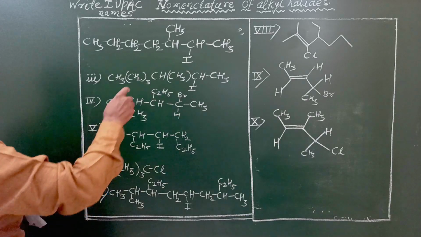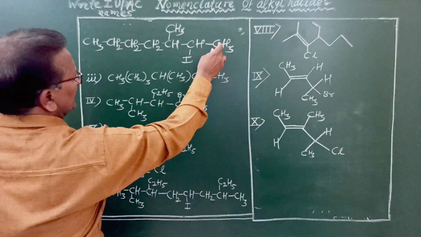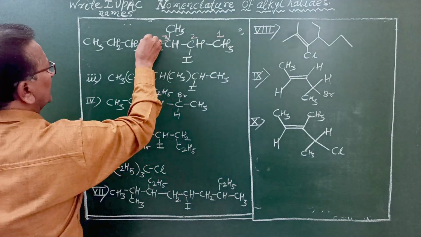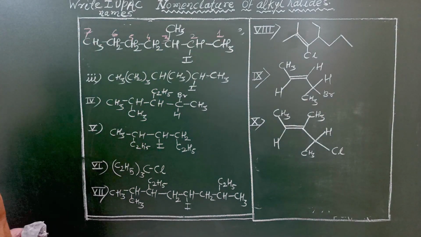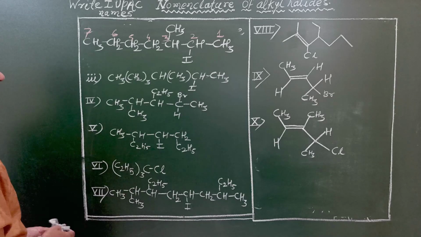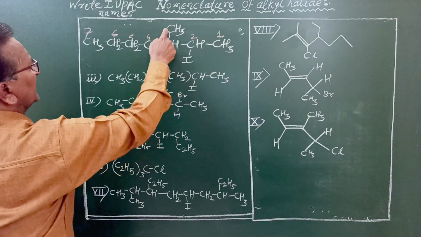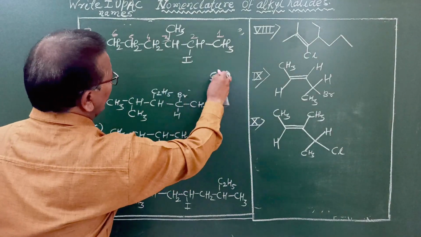Now let us see the position of the halogen atom. The halogen atom is the iodine atom. The iodine atom is nearest to this end. Therefore, the carbon atoms of this chain are numbered like this: 1, 2, 3, 4, 5, 6 and 7. Since there are a total of 7 carbon atoms, the parent alkane is heptane. What is the IUPAC name? 2-iodo-3-methylheptane. Therefore, write down the name: 2-iodo-3-methylheptane.